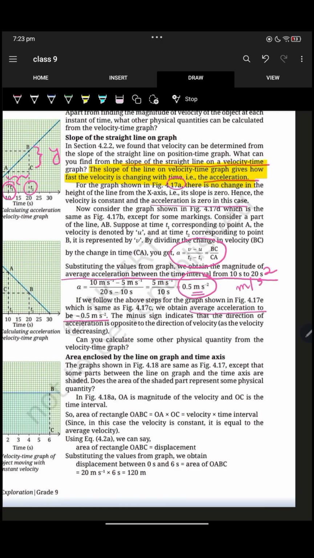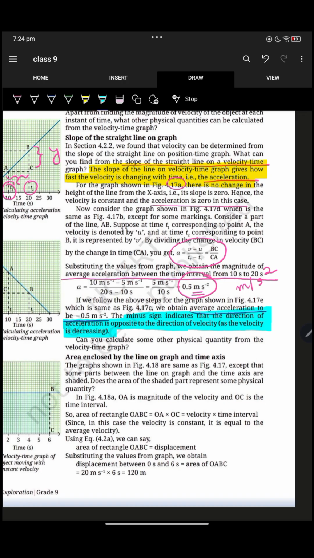And what does this minus sign indicate? This minus sign indicates that the direction of acceleration is opposite to the direction of the velocity. That means as the velocity is decreasing with time, the direction of acceleration is opposite to the direction of velocity. Why is it so? Because with time the velocity was decreasing.